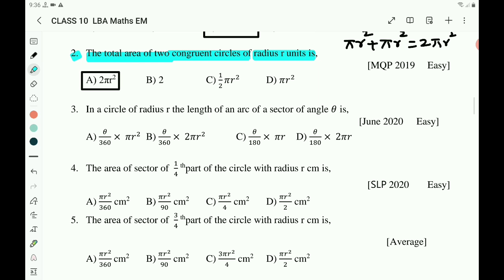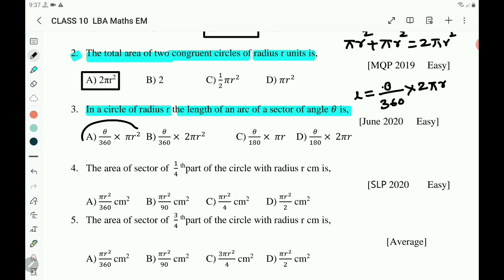Then you take the third question. In a circle of radius r, the length of an arc of a sector of angle theta is. You know the formula to find the length of the arc of a sector of angle theta. That is, what is that? Length of the arc of the sector of angle theta, you know, theta by 360 into 2 pi r.